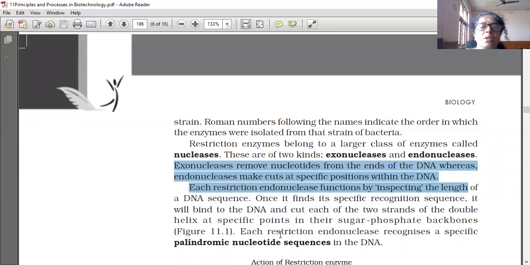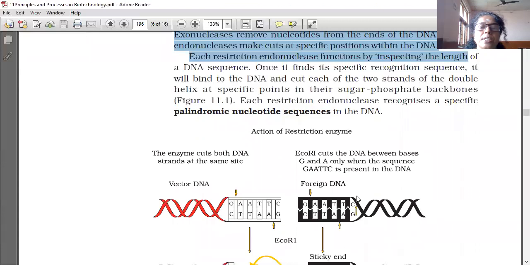A figure is also given. Each restriction endonuclease recognizes a specific palindromic nucleotide sequence. Palindromic means repeating. Suppose a particular base, say adenine, is continuously repeated many times; that sequence is called a palindromic nucleotide sequence. Otherwise, with another base such as guanine, guanine will be repeated several times. That is called a palindromic nucleotide sequence in the DNA, and a diagram related to that is also given.